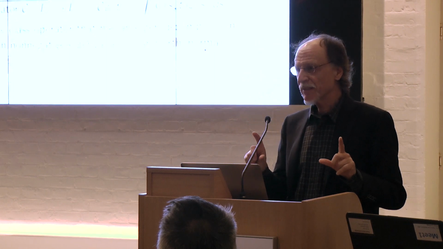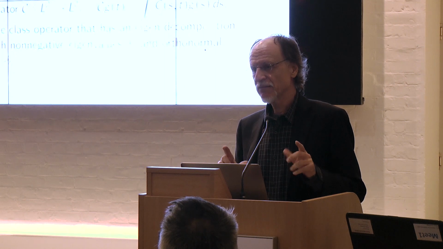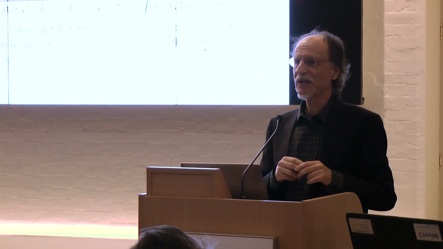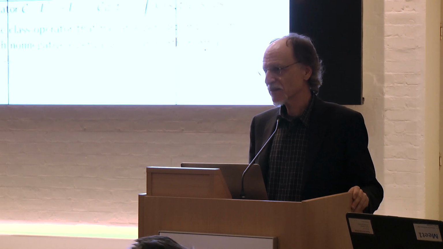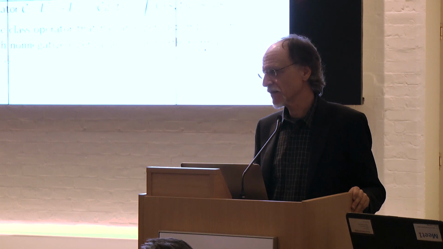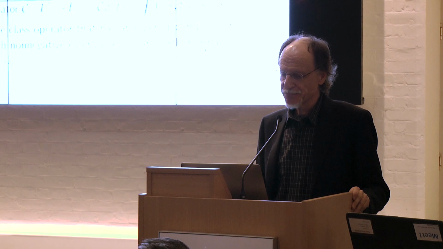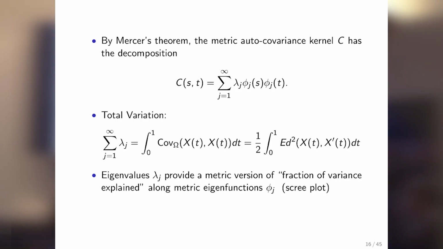So what happens is we now solve the second problem. That means our metric autocovariance operator allows us to define actually a spectral decomposition in eigenfunctions and eigenvalues. Eigenvalues will be non-negative. And so here is the decomposition of the autocovariance kernel function C(s,t).